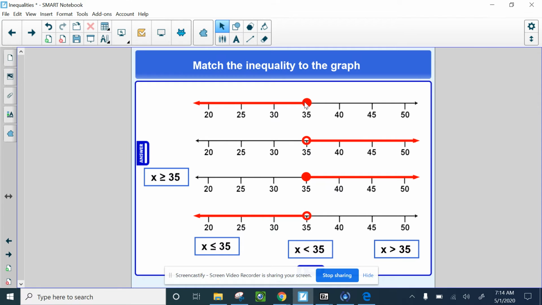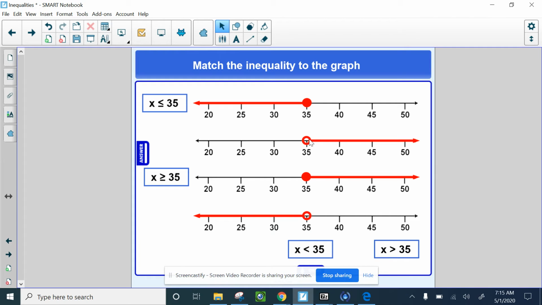Now, because my dot is filled in, that means x could also equal 35. So whenever I have this closed circle, that means that number is part of the solution set. So because of the closed circle, I want the less than or equal to symbol. So I would put that one right here. Now my last two graphs on this slide both have open circles. So I do not want the equal to symbol part of my answer, which is great because I have a less than symbol and I have a greater than symbol.